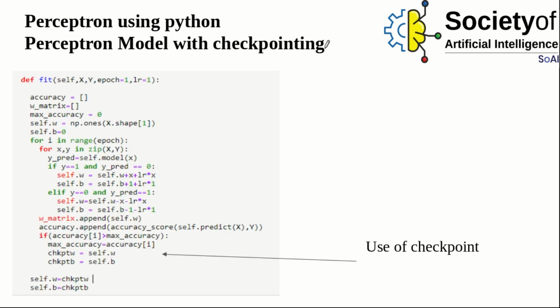How do we implement this checkpointing in our code? We can see here in the same definition for fit, we have added these extra lines of code. We have used this if condition, where if the accuracy i is greater than or equal to max accuracy, then max accuracy equals accuracy i, and then we assign these values of W and B. So this simple line of code helps us maintain the highest accuracy that we got, even if after the iteration of the next epoch the accuracy goes low.